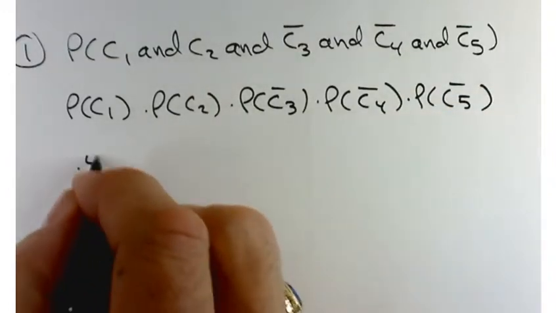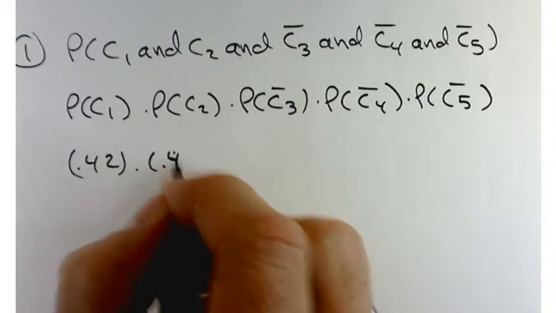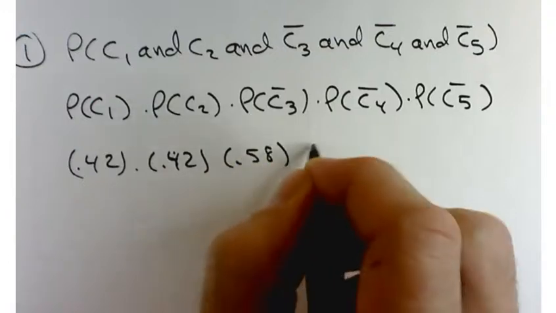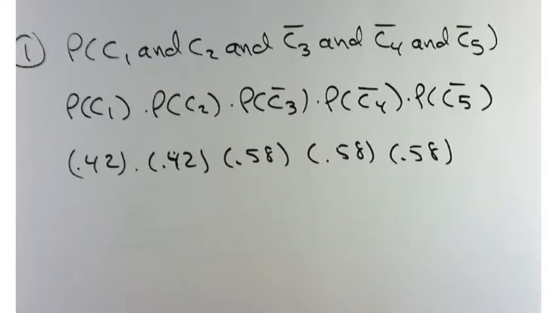And these probabilities were 0.42, 0.42 again, 0.58, 0.58, and 0.58. So there's nothing wrong with that calculation as far as this is concerned. But I'm not sure that this is exactly the probability that they were asking for. If you take a careful look at the book, they ask you to find the probability that when 5 consumers are randomly selected, exactly 2 of them are comfortable with drones. So what's wrong with this?